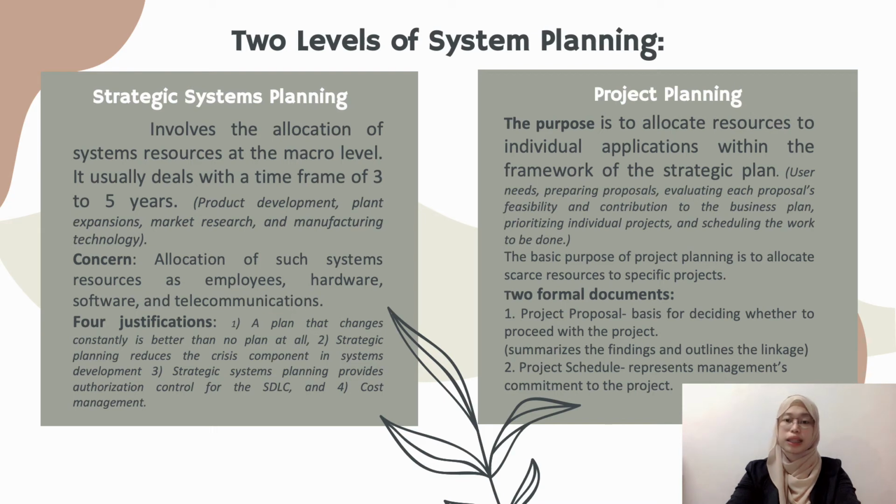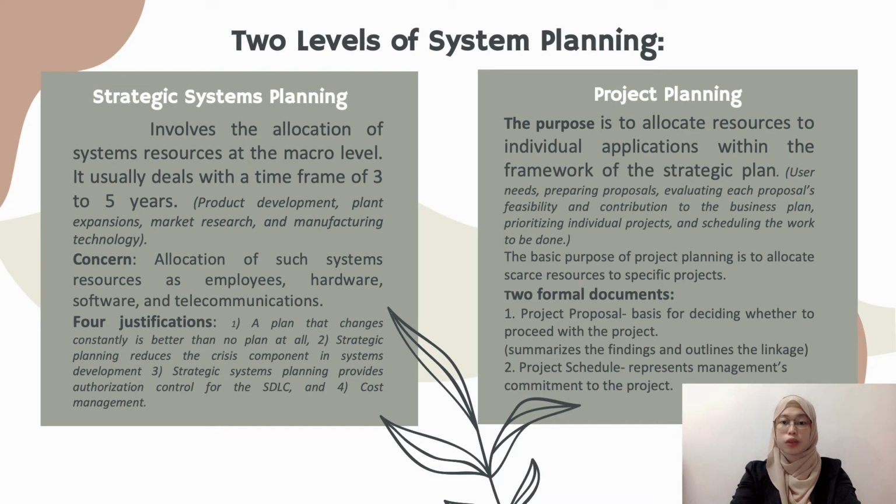Third, strategic system planning controls SDLC authorization. The strategic system plan specifies authorization guidelines to guarantee that system development decisions align with the firm's goals. An improper system can be as harmful as the wrong plan and equipment.